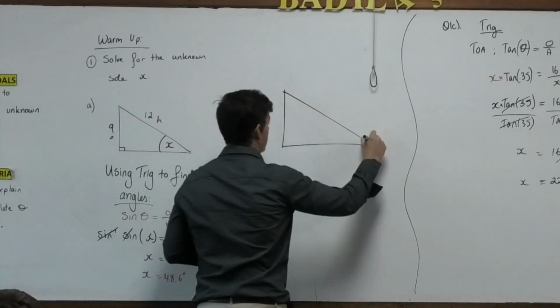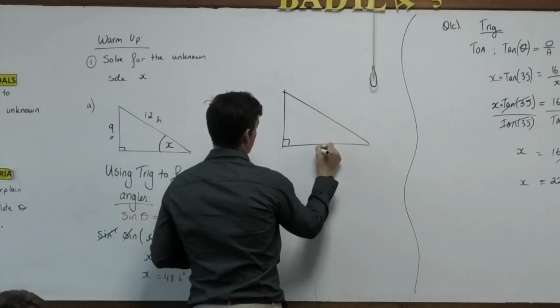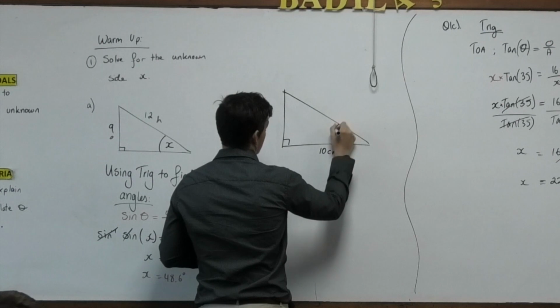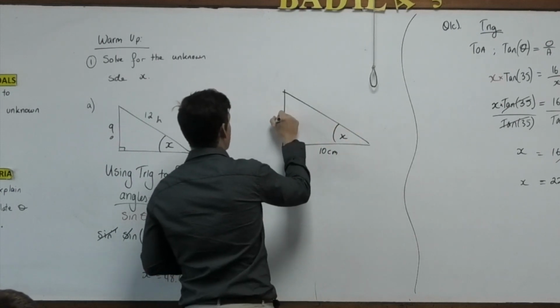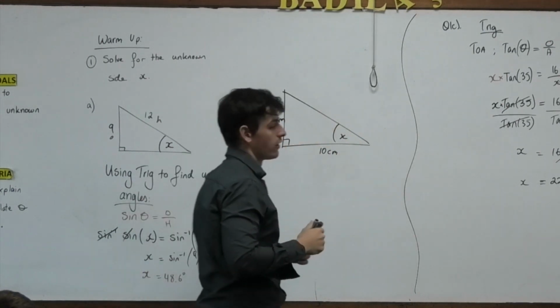Let's have an example here. We'll give you 10 centimetres here. I'll give you x there, and I'll give you 5 centimetres there, and I want you to find the value for x.